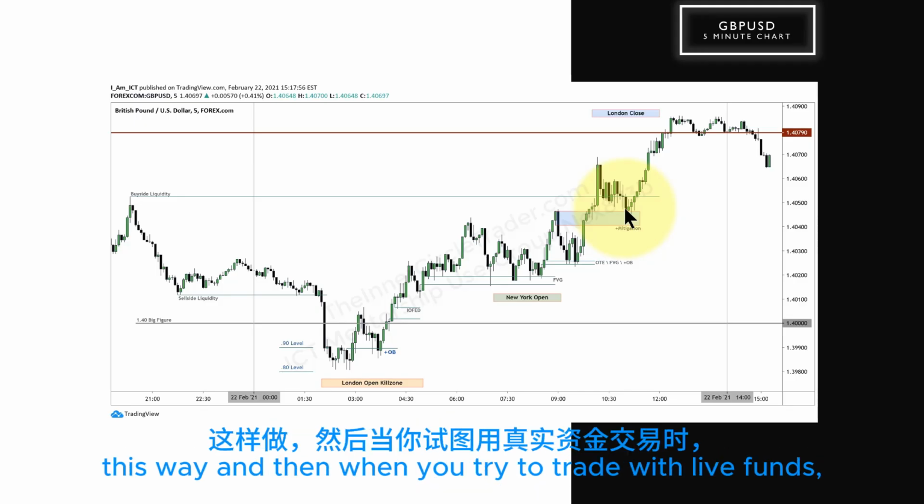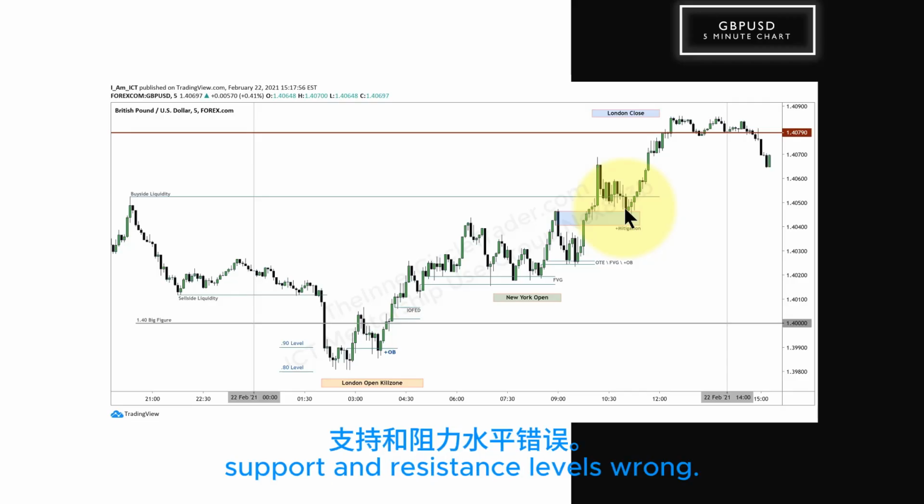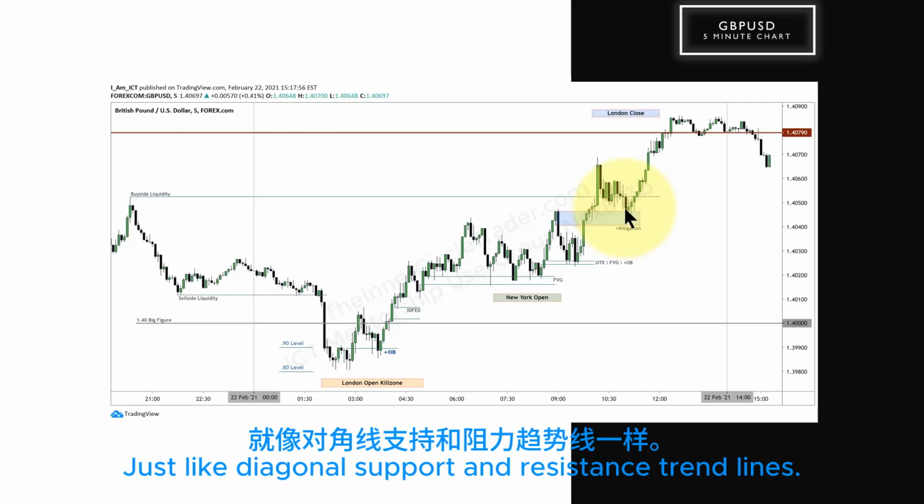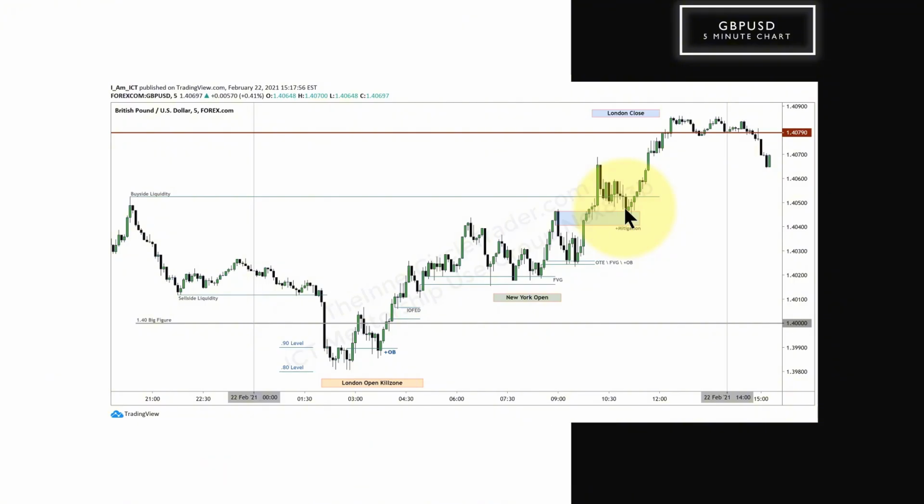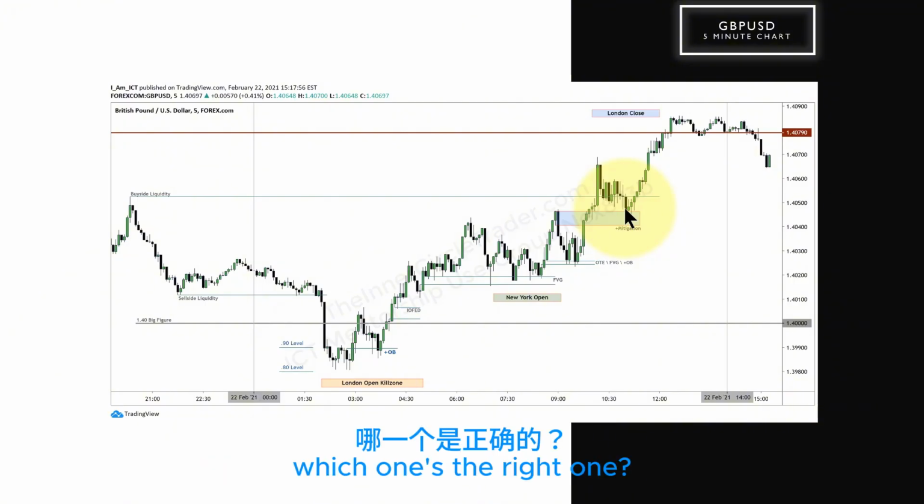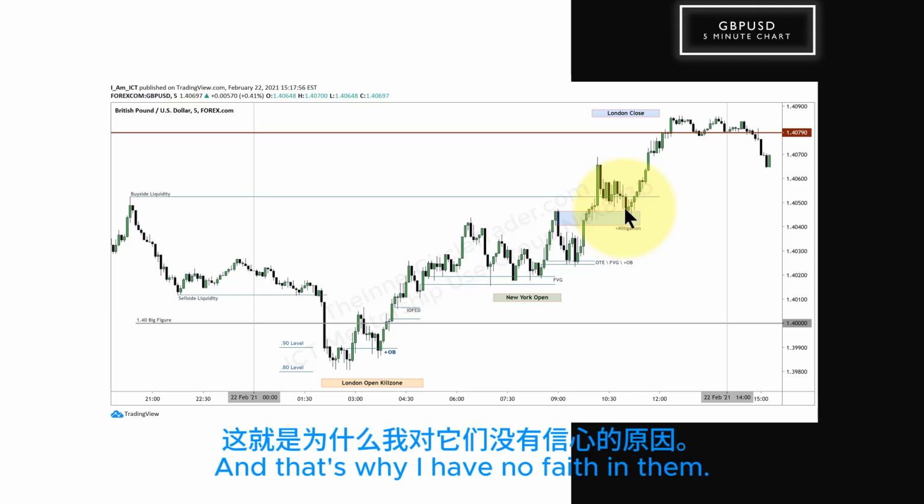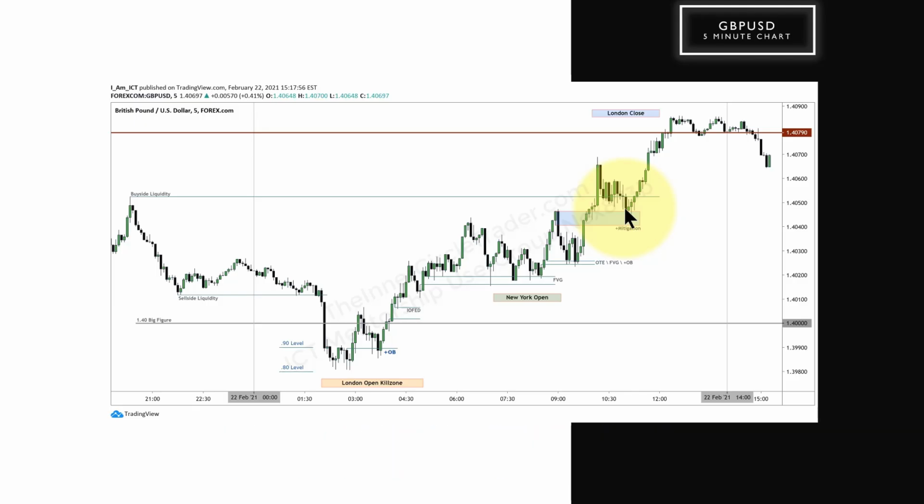And then when you try to trade it with live funds, you always get the support and resistance levels wrong, just like diagonal support and resistance trend lines. There's always different ways to draw it. The problem is which one's the right one. And that's why I have no faith in them. They're too subjective. What I'm teaching you is not subjective.